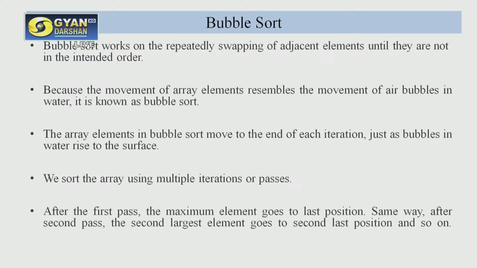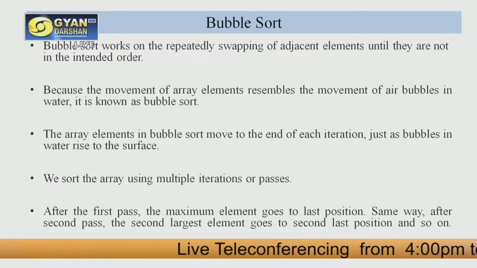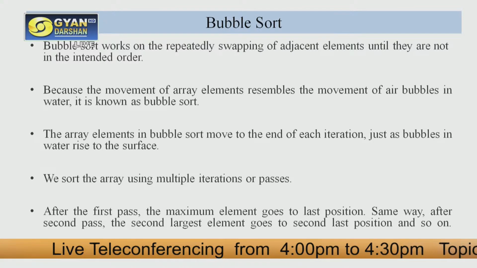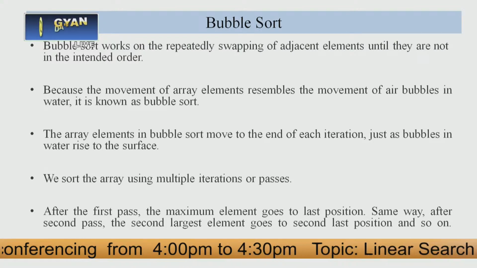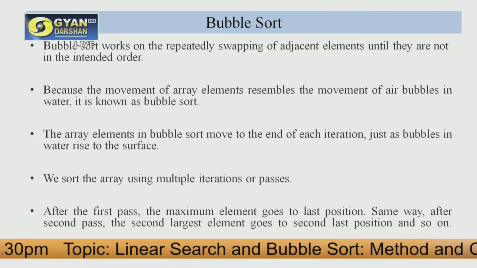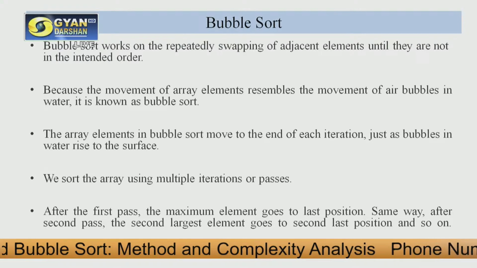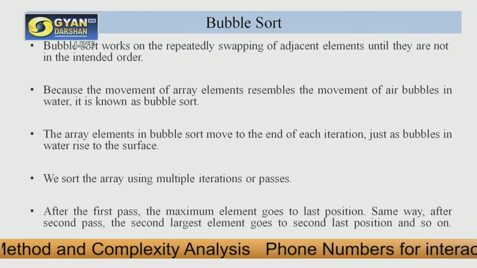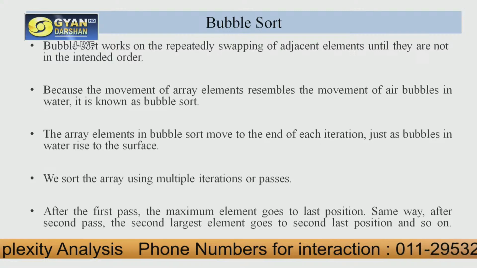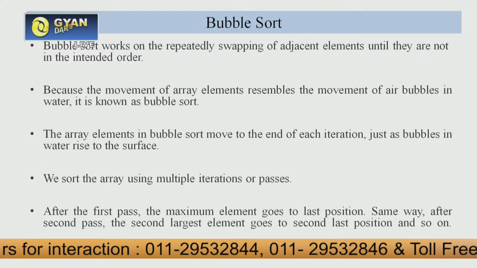And array elements in bubble sort basically move to the end in each iteration, just as bubbles in water rise to the surface. Meaning to say that in this sort we compare the first two elements initially and then we see whether the first element is smaller or greater than the second element. If we want to arrange the list in increasing order and the first element is bigger than the second element, then swapping will be required.